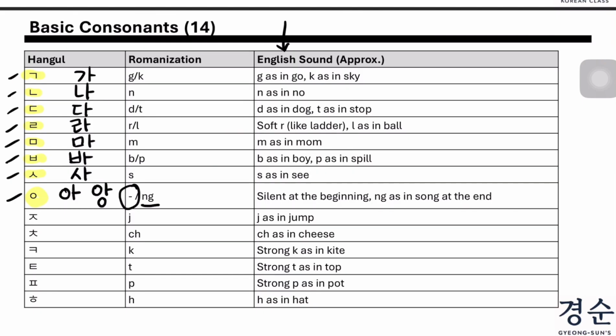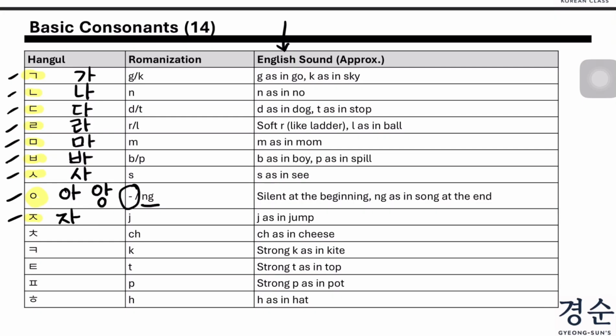Okay, for now, the next one is our J. In Korean, it is called jieut. That doesn't matter, you just need to know it as J. J as in jump. So, J plus A is pronounced as cha. Okay, cha.